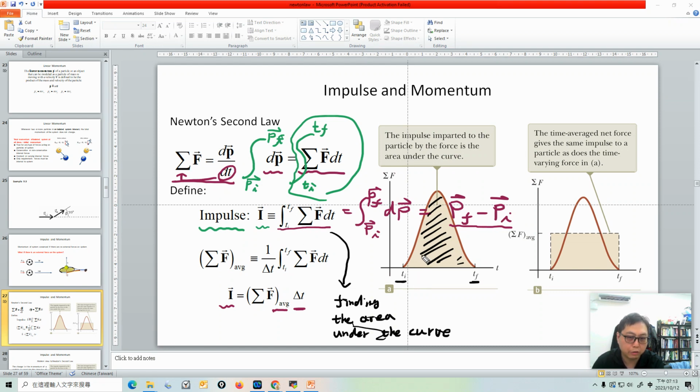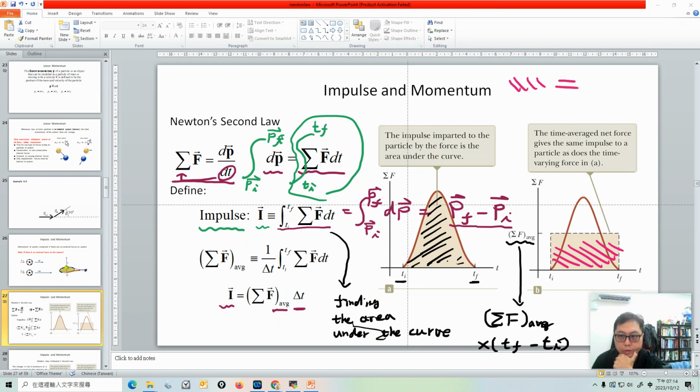So you can say the impulse is the area. If I want to calculate this area, I can always find a summation F average times tf minus ti, which is the delta t. The area of the pink red region is equal to the area of the black region. That's the meaning of these two graphs.